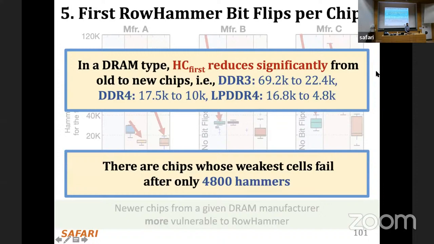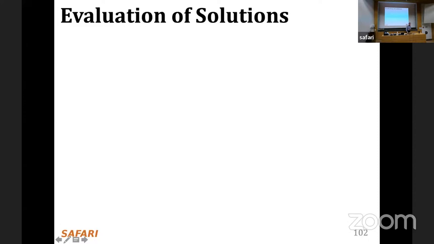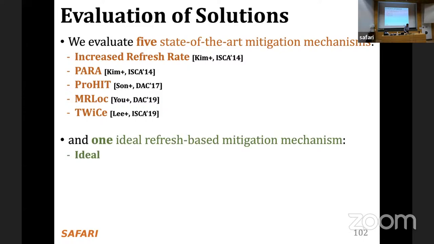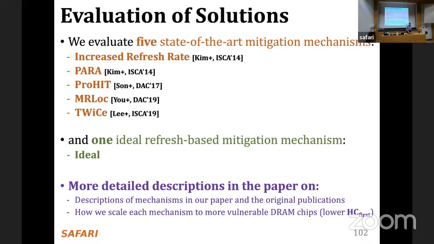Okay, now let's take a look at solutions. Everything I showed is real data, but you also need to simulate. As good architects, you should be able to do both, in my opinion. Gather data from real systems and change real systems, but also simulate what will happen in the future, right? Architects, we're looking into the future. So what we do in this work is we study five state-of-the-art mitigation mechanisms: increasing refresh rate, PARA we discussed. I'm not going to talk about these, but these are based on access counters. Actually, TWiCe is based on access counters. I think MRLoc is based on a different version of PARA combined with access counters or something like that, I forget. But there are some state-of-the-art at the time. And we also look at one ideal refresh-based mechanism, which I will describe. And you can read the paper for more.